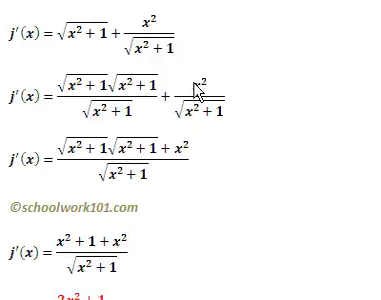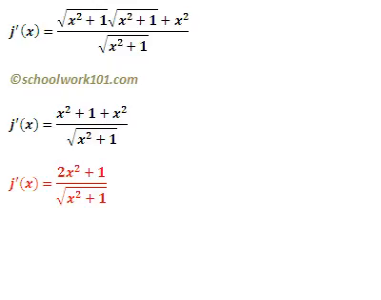So I go ahead and add the tops and join this into one single fraction, and then I do the simplifying. So the square root of x squared plus 1 times itself just gives us x squared plus 1, and then plus we have this x squared here. And simplifying this down a little more, we've got 2x squared plus 1 over the square root of x squared plus 1.